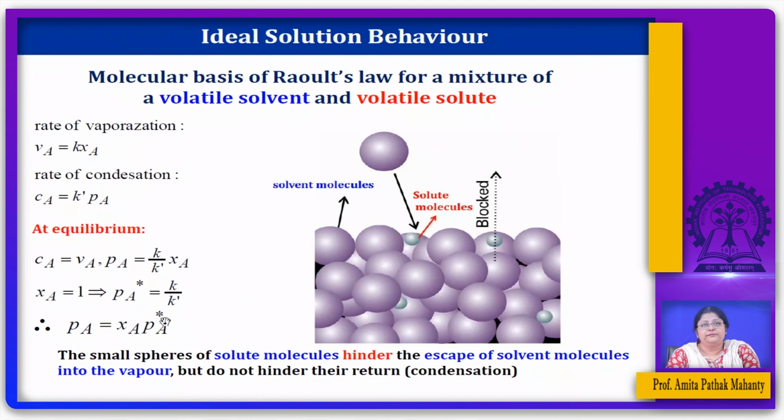This can be represented with X as the mole fraction. So the partial pressure of A becomes equal to the mole fraction of A multiplied by the vapor pressure of A in the pure state. This equation is going to be valid, and the chemical potential expression is going to be valid. When will it be valid? When it is approaching ideality and obeying Raoult's law.